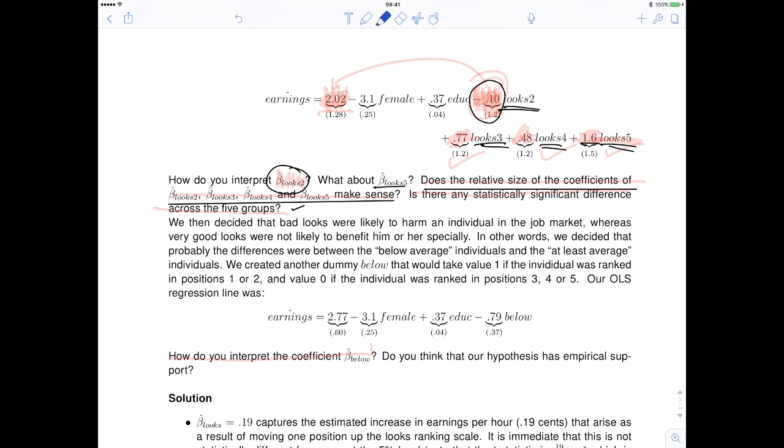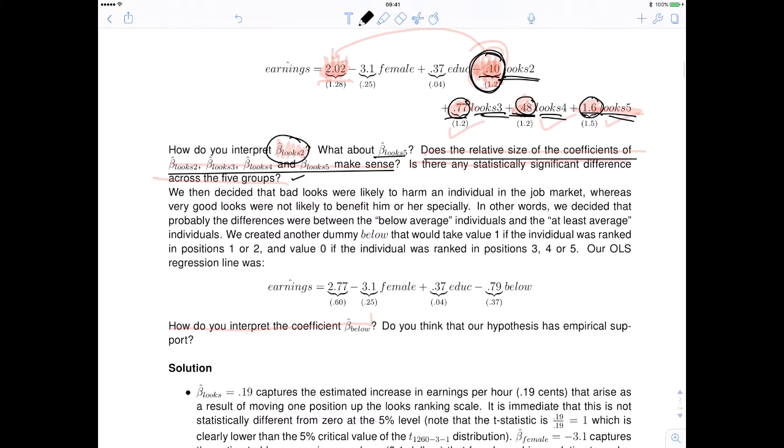Well, first of all, beta looks 2 is negative. We should have expected all of them to be positive. What else should we have expected? We should have expected that all of these coefficients to be increasing as I go to different looks. So it is true that from looks 2 to looks 3 I have an increase, but I have a decrease for being in looks 4. Okay, so that pattern is not right as we expected, right? So making sense, we really need to elaborate on what do we mean by making sense. Okay.